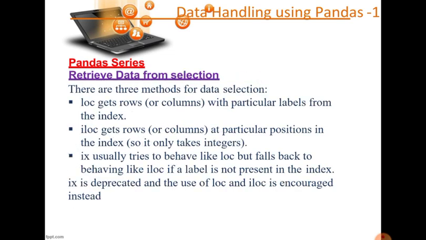Pandas Series: retrieve data from a selection. There are three methods for data selection. loc gets rows or columns with particular labels from the index. iloc gets rows or columns at particular positions in the index, so it only takes integers. ix usually tries to behave like loc but falls back to behaving like iloc if a label is not present in the index. ix is deprecated, and use of loc and iloc is encouraged instead.